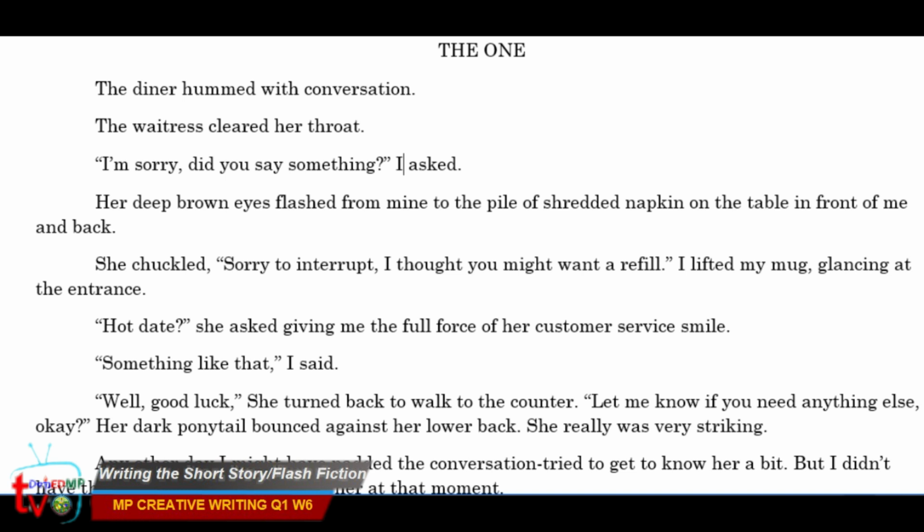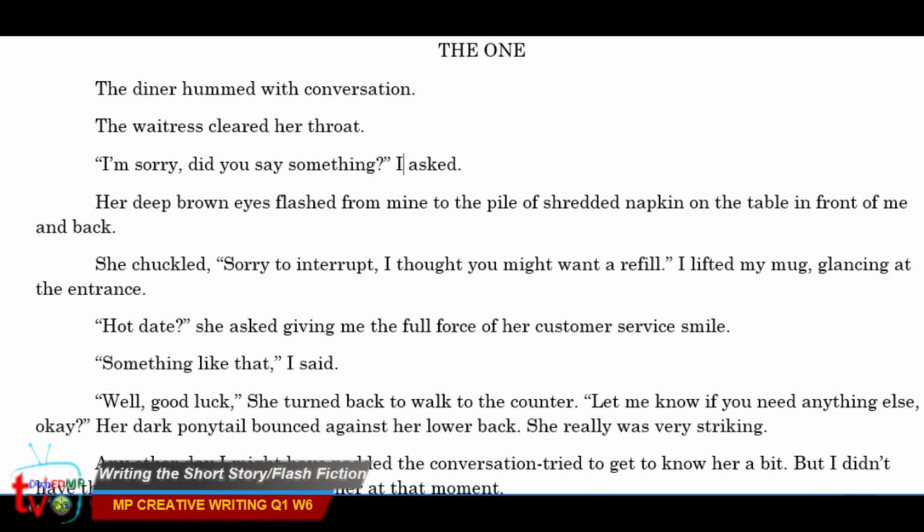The diner hummed with conversation. The waitress cleared her throat. "I'm sorry, did you say something?" I asked. Her deep brown eyes flashed from mine to the pile of shredded napkin on the table in front of me and back. She chuckled. "Sorry to interrupt. I thought you might want a refill." I lifted my mug, glancing at the entrance. "Hot date?" she asked, giving me the full force of her customer service smile. "Something like that," I said.